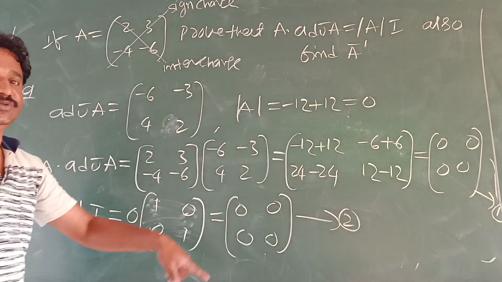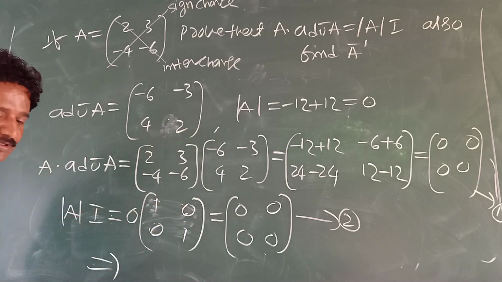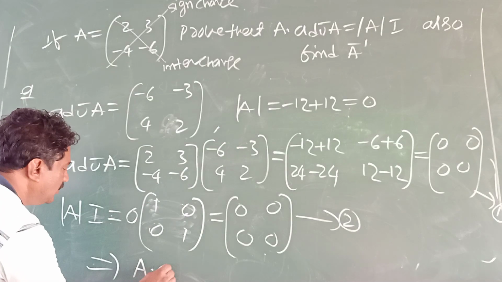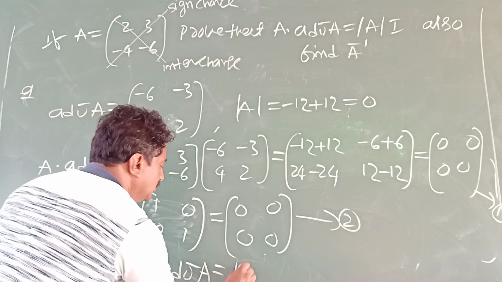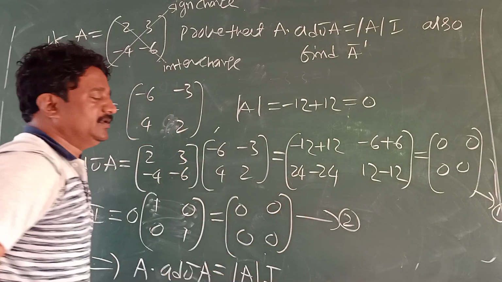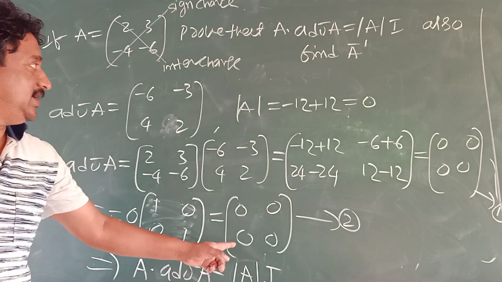You observe, students, that from both 1 and 2 we are getting A into adjoint A is always equal to det A into I.